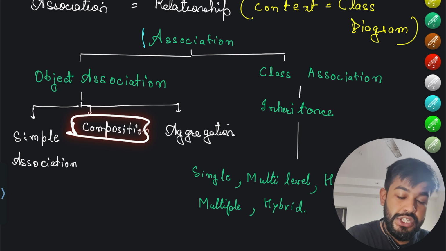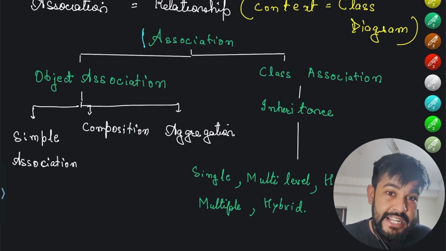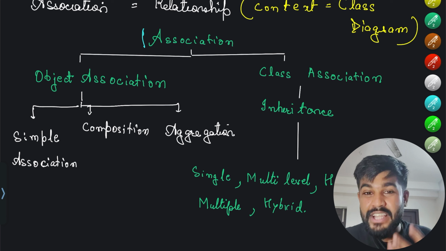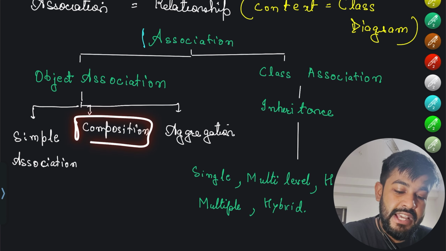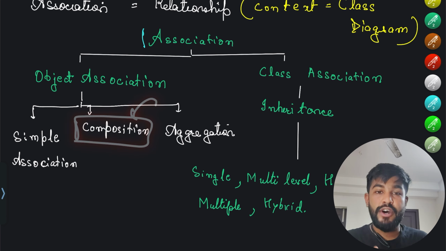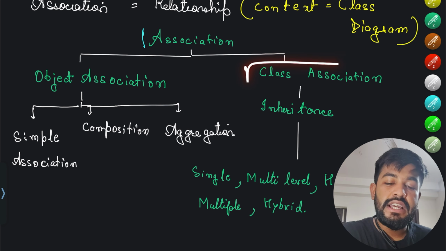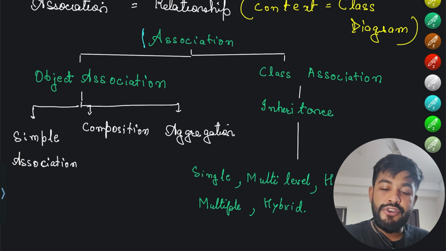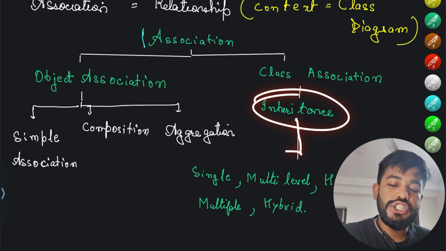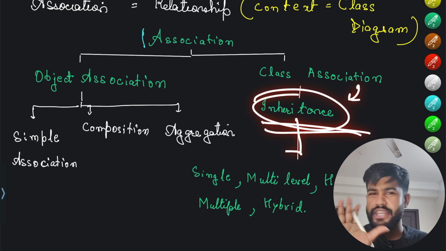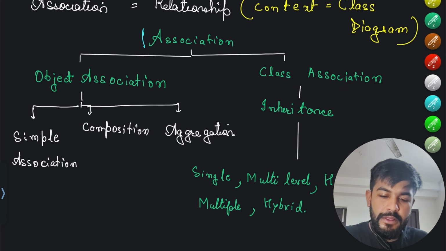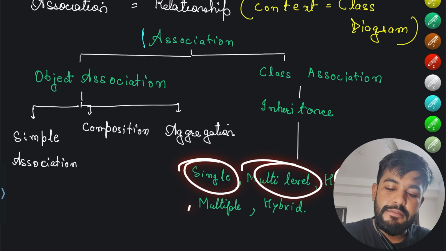Then we have composition, where my younger brother is dependent on me and I can't live without my younger brother. So this is an example of a composition relationship. For example, an arm of a chair. Then we have the class relationship. The relationship of a class can be only through inheritance. What are the different types? Single, multi-level, hierarchical, multiple, and hybrid.